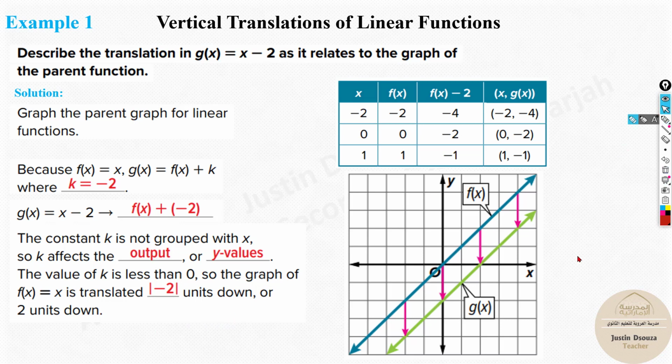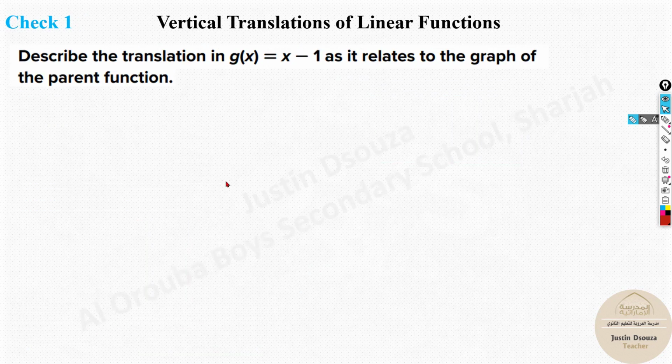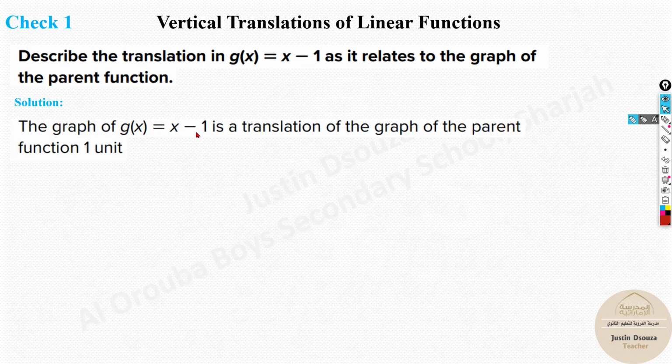Now here these are all simple, but if you understand the graphing, that is the most important thing. This part always has to do with the y-axis, that's the main thing, about y values. Now it's moving down by 2 units. What about the other check problem? Try this by yourselves. Here they are not asking you to graph, they're just asking how is the relationship. You can see it's -1, so it's moving down by 1 unit. So the graph of x -1 is the translation of the parent function 1 unit down.